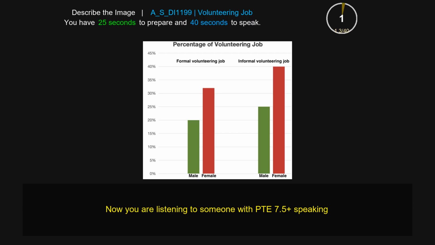The given image is a bar chart which provides information about percentage of volunteering job between male and female. From the given figure, it can be clearly seen that the formal volunteering job for male is 20%, which is the lowest, and for female is 32%. Conversely, the informal volunteering job for male is 25% and for female is 40%, which is highest. Overall, the image illustrates percentage of volunteering job between male and female.